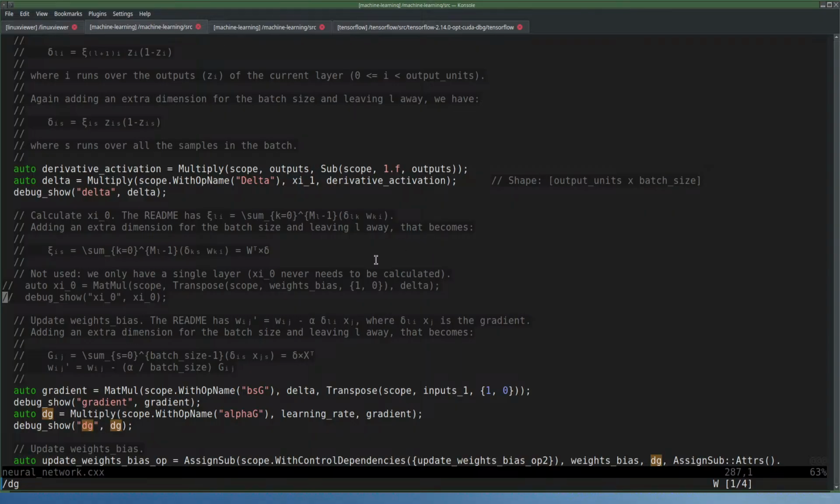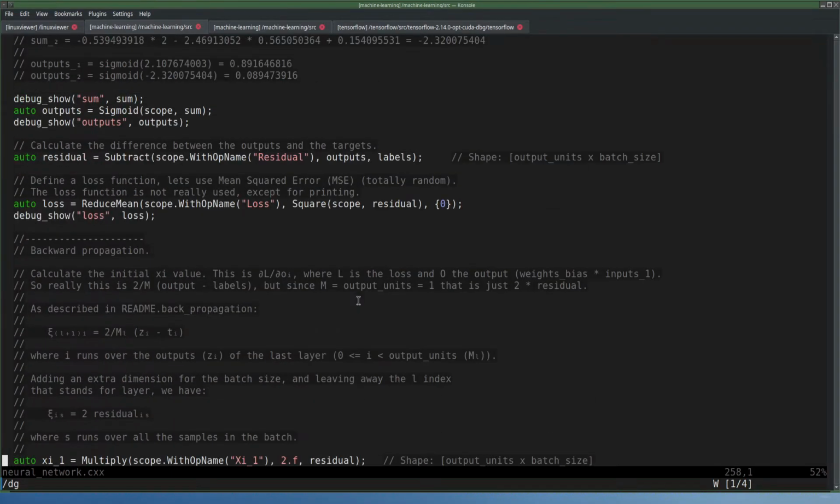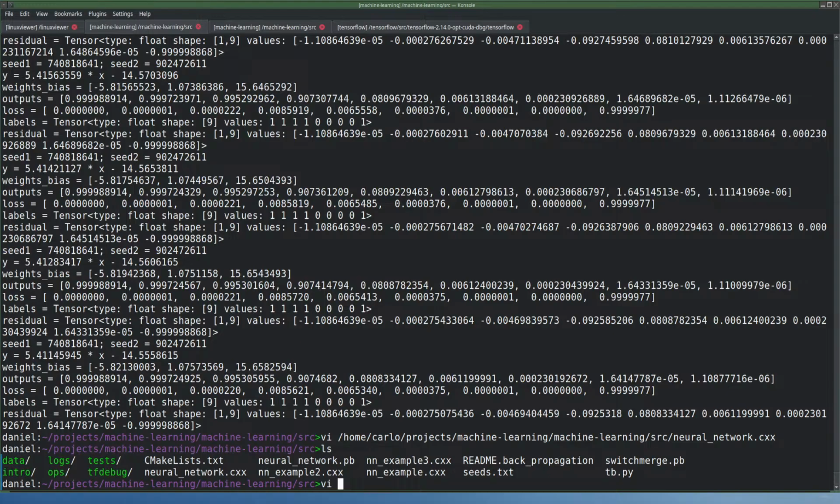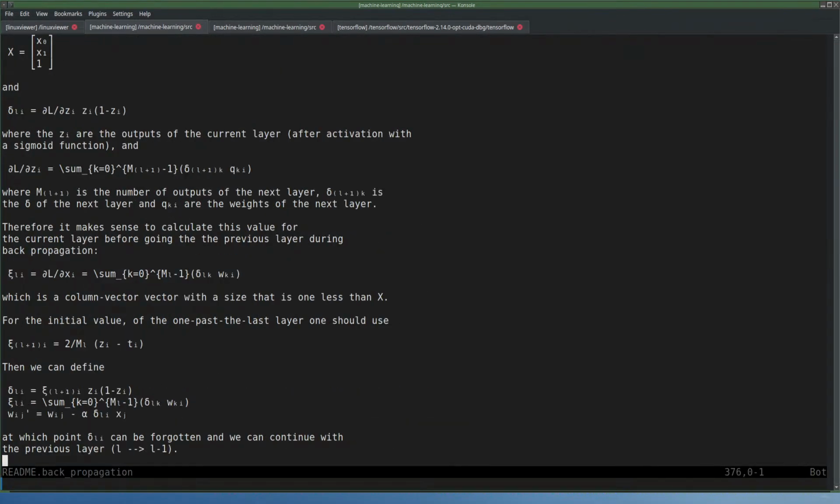I'm going to have a look at the README, I think. So if you're afraid of mathematics, then please leave now. The gradient.